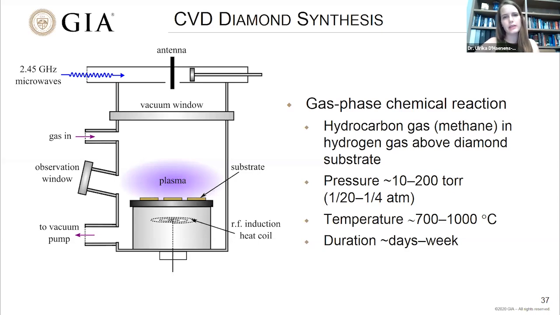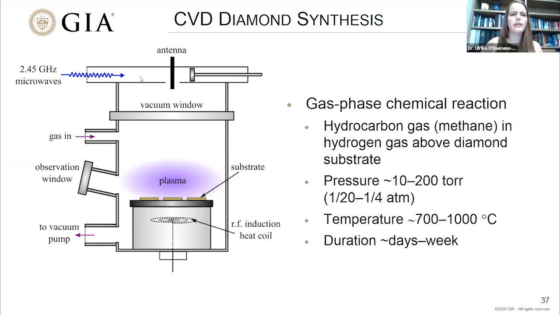The other method for growing diamonds is the chemical vapor deposition method, so CVD. Now this is a totally different method. It's based on gas phase chemical reactions. So you can think of it as being sort of a very, very fancy microwave oven.